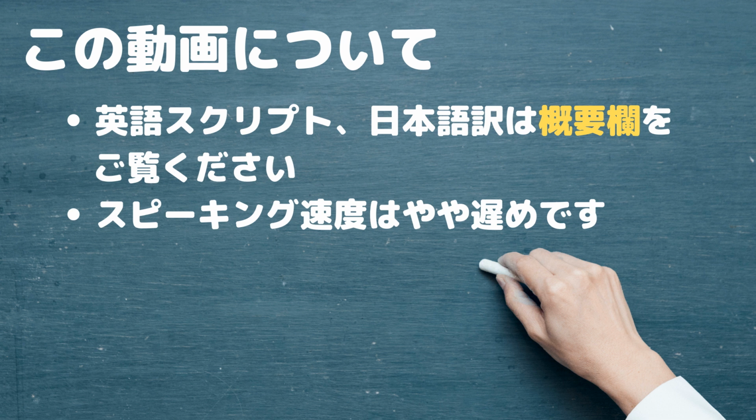Acid rain's corrosive nature harms both living organisms and non-living structures.